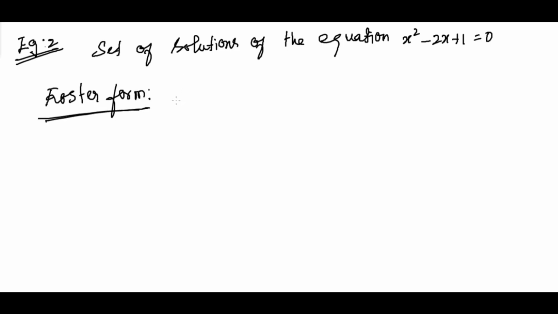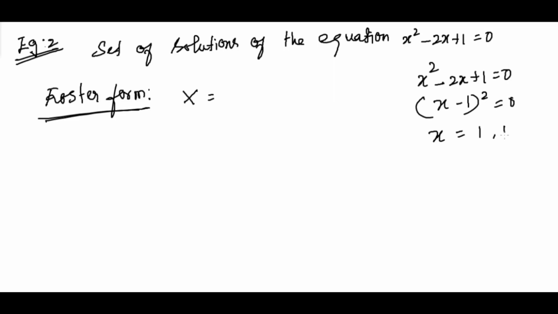What is the roster form? We can name the set as X, equal to... If you solve this equation, what do we get? x square minus 2x plus 1 equal to 0. This is (x minus 1) whole square equal to 0. So, x is equal to 1, 1.